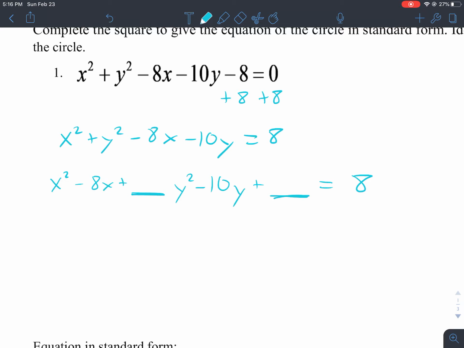Now, to find out what we have to add for the x's, we are going to look at the term attached to our x variable. Here, we have a negative 8. So what we're going to do is take our negative 8, divide it by 2, and square it. So that ends up being negative 4 squared, which gives us a 16. So we're going to add a 16. Now, what we do to one side, we do to the other. So if we add a 16 to the left side of the equation, we need to add a 16 to the right side of the equation. I'm going to go ahead and erase my work from my x term.